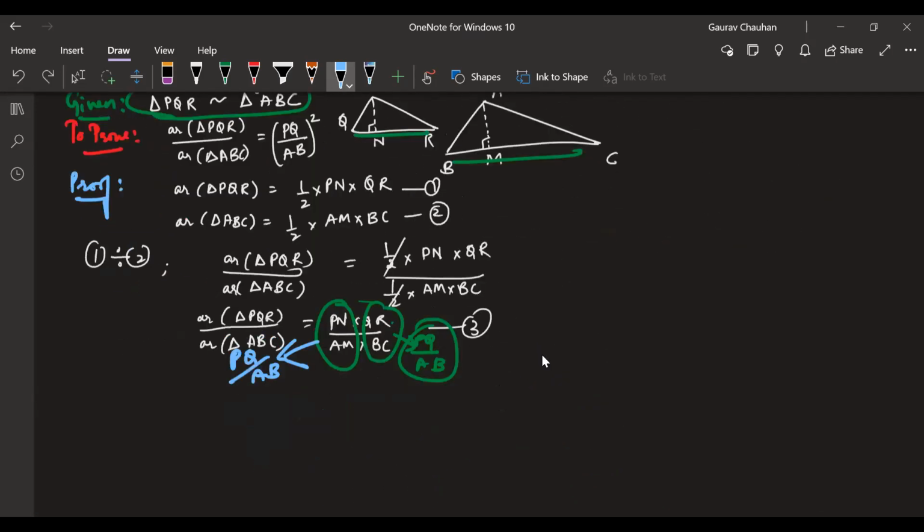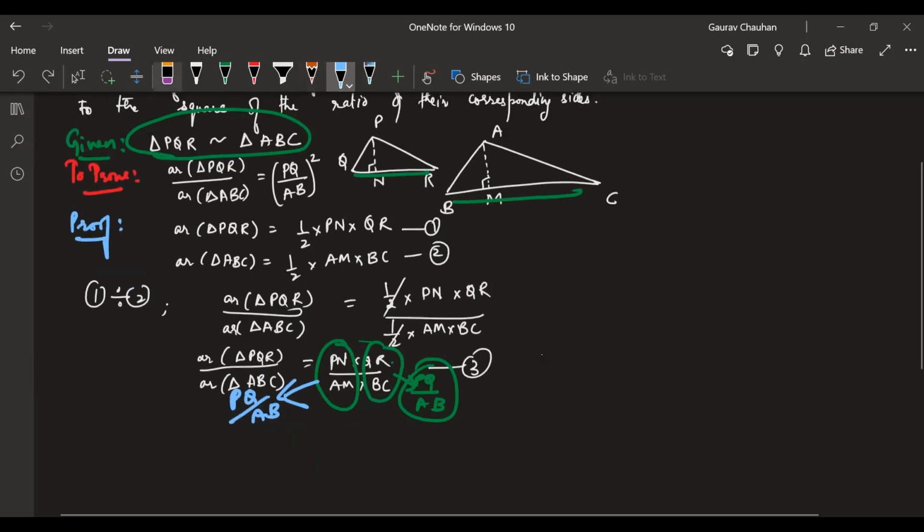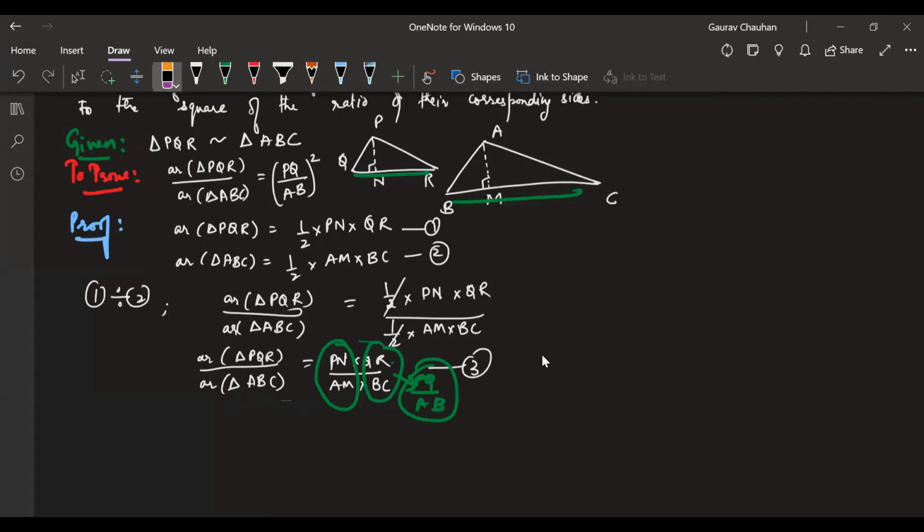Abhi, I don't think you'll be understanding anything because this was all a part of the similarity of triangles chapter. So it's okay, you go through it later, maybe it will come later.